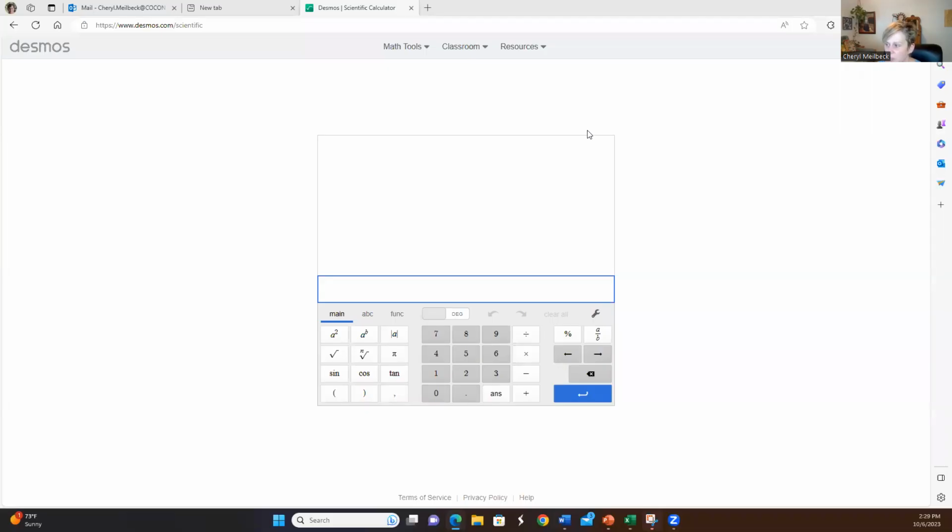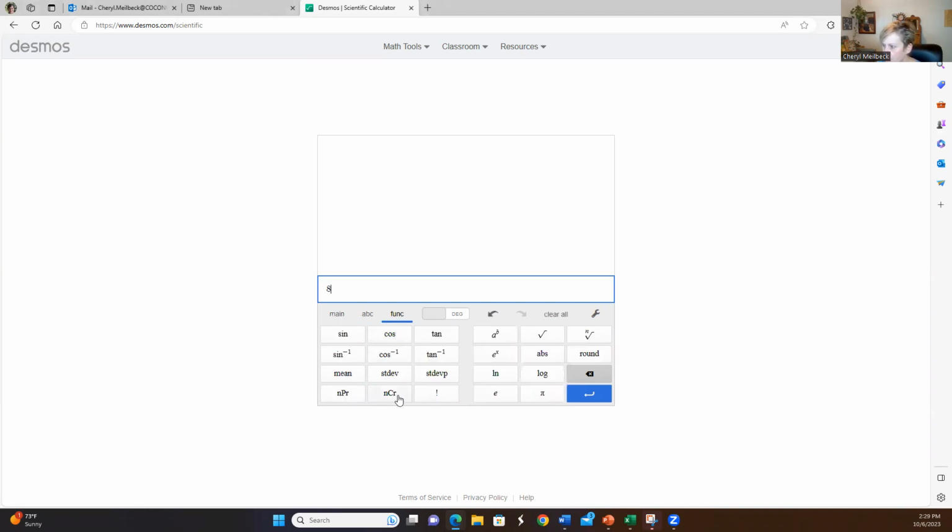You can see we have Desmos up now. And to do 8 factorial on Desmos, what we want to do is hit 8. And then if we go to function, we can find factorial right here. We just type that, and you get 40,320. Now, of course, you could have just multiplied it out, but that is a speedy way to do it.